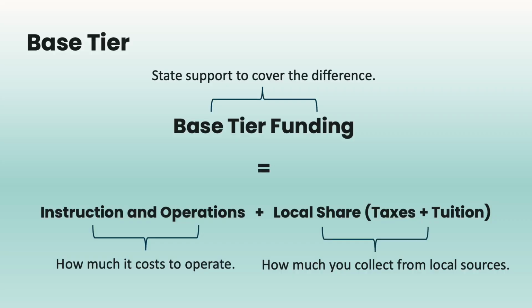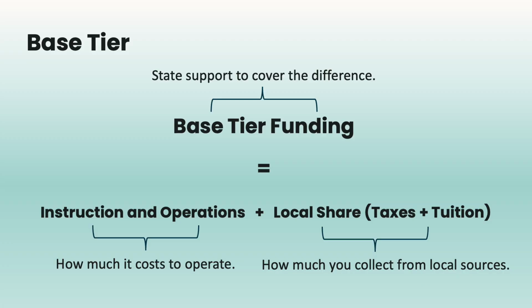But base tier funding is basically a calculation. It says instruction and operations and your local share. So the state says, okay, how much we think, based on the number of students you have, the number of contact hours that your students are enrolled in, how much we think it costs you to operate. Okay, so they've got a kind of general calculation for all of us. Then they say, okay, here's how much we're calculating that you collect from your local sources, tuition and fees, and your taxes. Okay, so if we take how much we think it costs you to operate, minus how much you collect from your local sources, then that's going to be the state base tier funding to cover whatever that gap is.